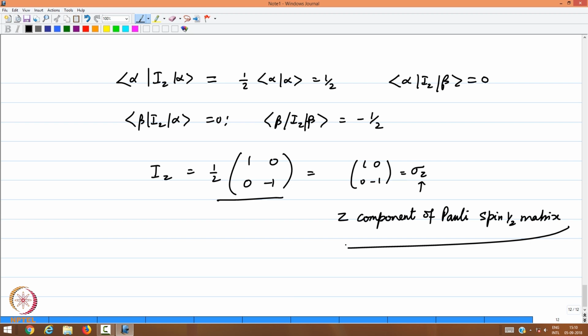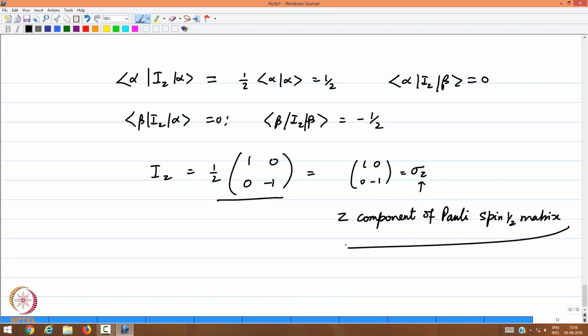Okay. So these are the properties of the angular momentum operators for a spin a half system. Since we know all the spatial components Ix, Iy, Iz acting on alpha or beta, the 2 eigenstates for the problem, we have complete knowledge of the spin a half system with respect to the algebraic details.